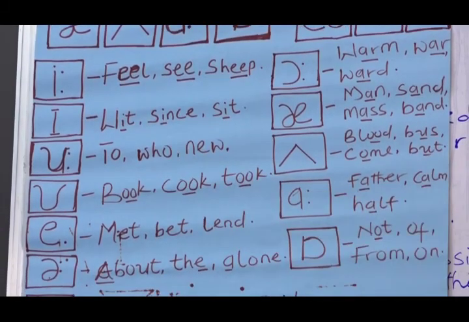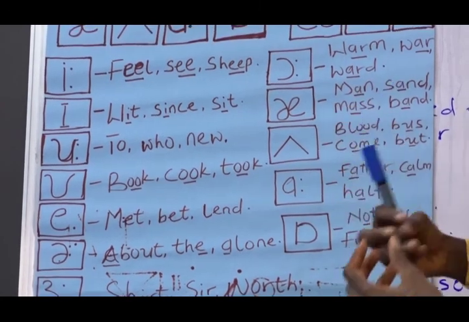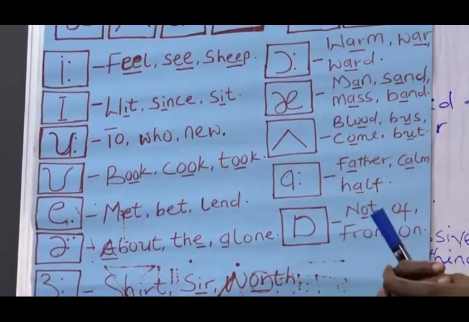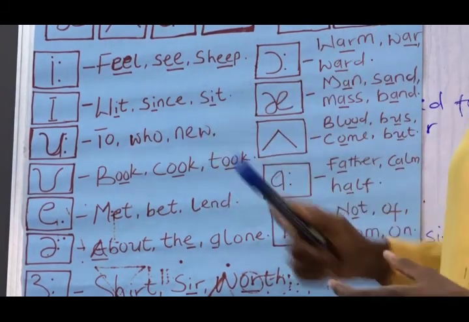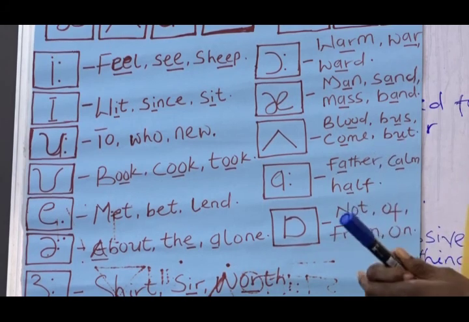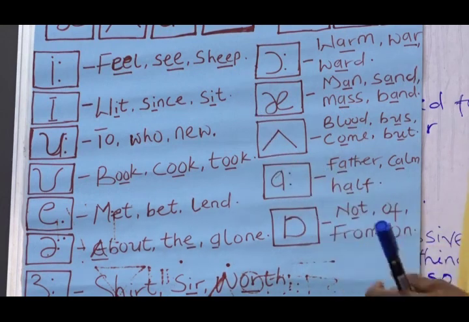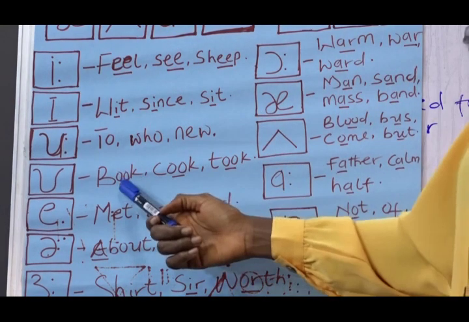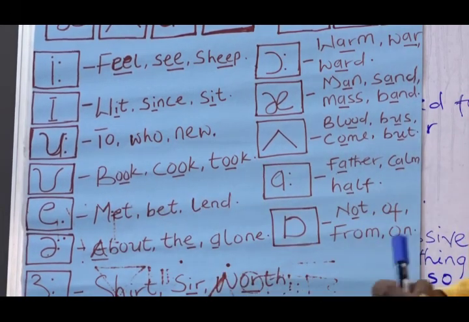Now, wit. She has a lot of wit. Wit means somebody who is quick to express themselves and is quite funny. Now, since. I have been here since 4 a.m. Sit. Sit down. And you have this sound, book. I have a book.